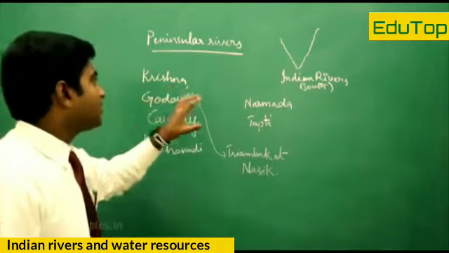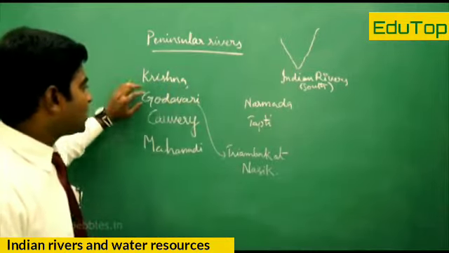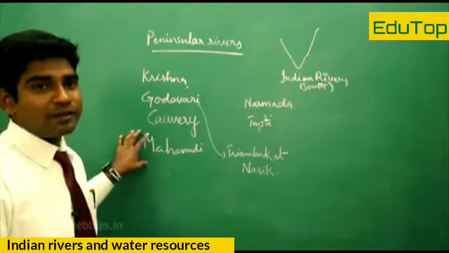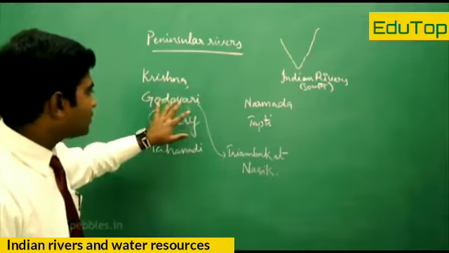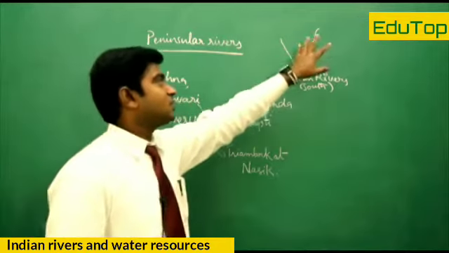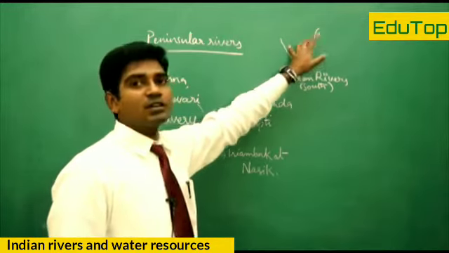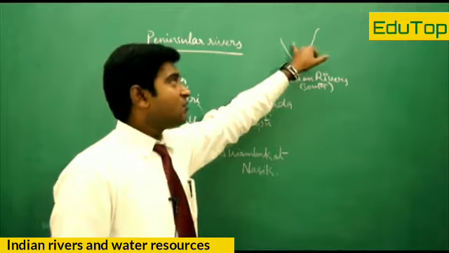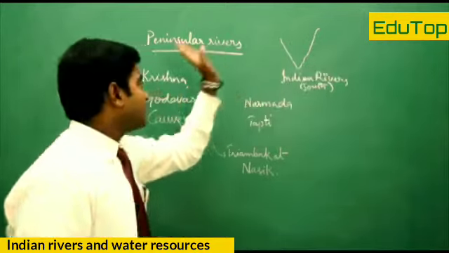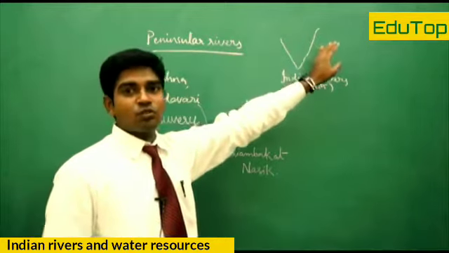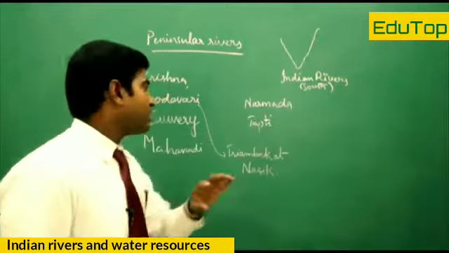Now let us see here, the major rivers of peninsular India are Krishna, Godavari, Kaveri and the Mahanadi. Krishna and Godavari are the largest rivers, and when compared to them also, Godavari is the largest. It starts its journey at Trayambak at Nasik in the Maharashtra region, flows towards Andhra and joins the Bay of Bengal. Even the Krishna starts in Maharashtra, flows towards Andhra and joins into the Bay of Bengal region.